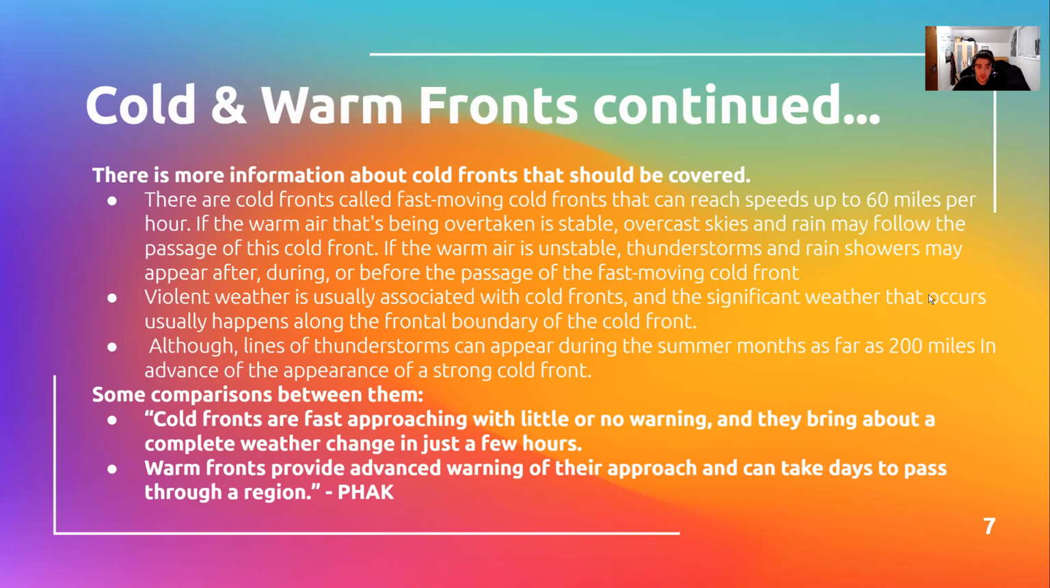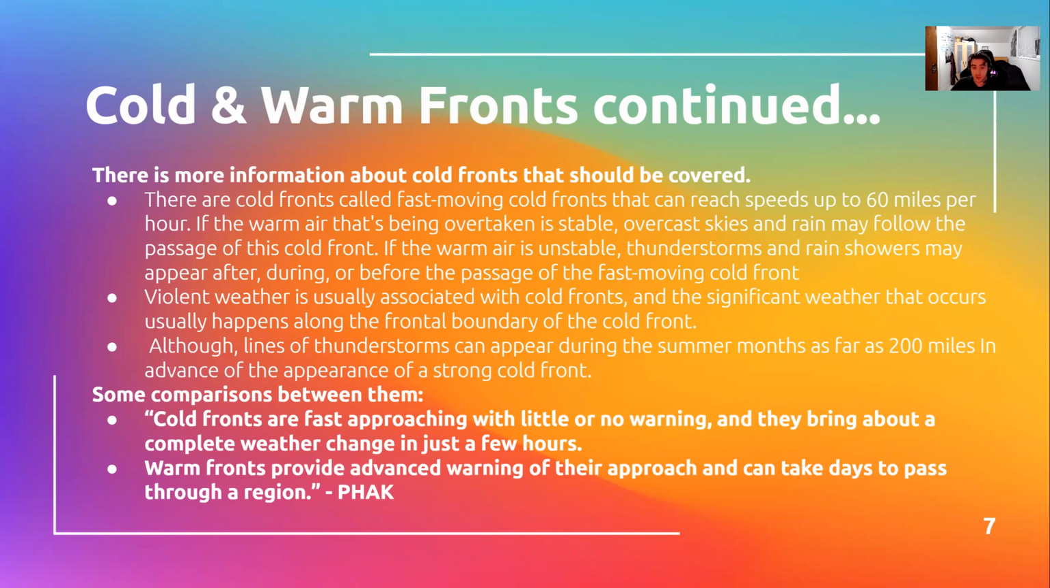Some more information about cold and warm fronts that should definitely be covered. There are cold fronts called fast-moving cold fronts that can reach speeds up to 60 miles per hour. If the warm air that's being overtaken is stable, overcast skies and rain may follow the passage of this cold front. If the warm air is unstable, thunderstorms and rain showers may appear after, during, or before the passage of the fast-moving cold front.